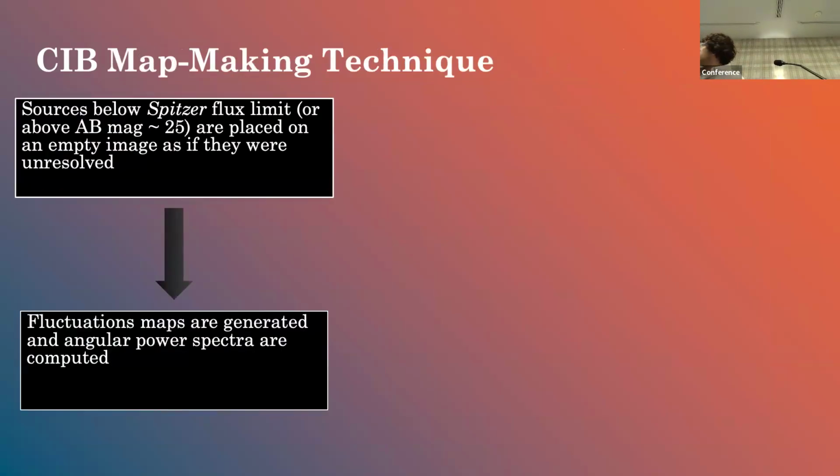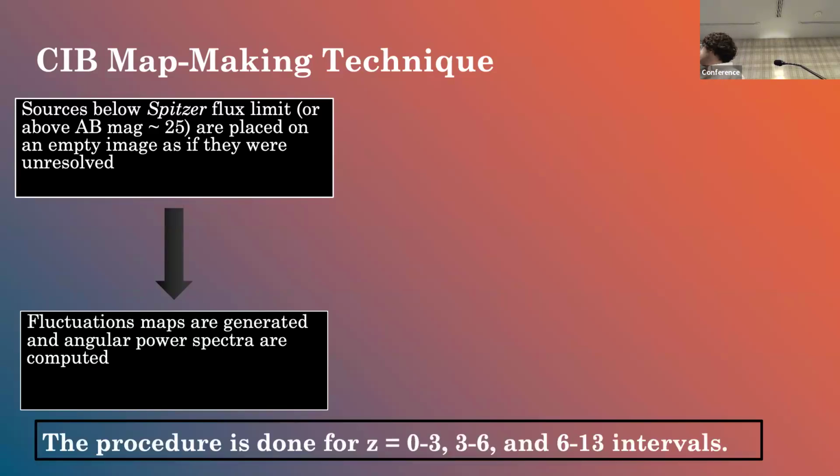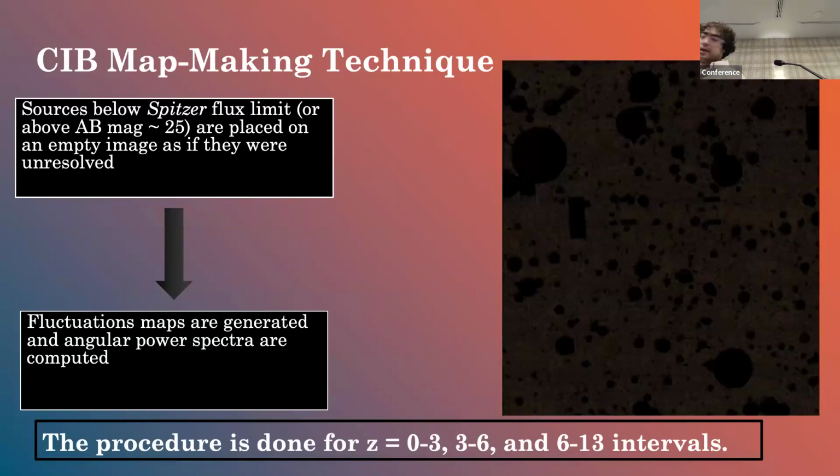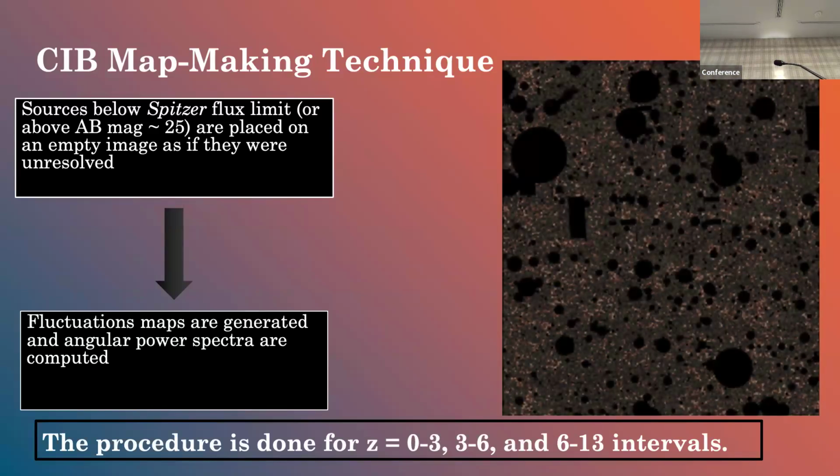And so we essentially simulate the unresolved CIB with source counts from COSMOS-Web. Here you take sources that are above AB magnitude of 25 and place them onto an empty image of the sky. From there, you compute the fluctuation maps as you would with unresolved maps of the CIB, and you cross-correlate them with the CXB with the treatment that I shared before. I will show you here that we do this for 3 different redshift intervals: 0 to 3, 3 to 6, and 6 to 13.